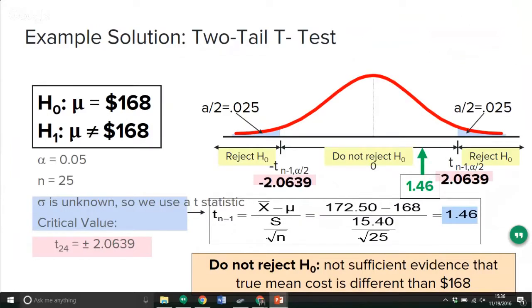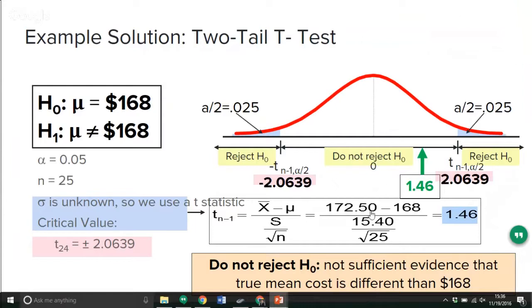In essence, what we have found, and I mentioned that we can plug everything that we have in, is that we have the sample mean, which was 172.50. We have a sample standard deviation, and a hypothesized population mean, which was 168.